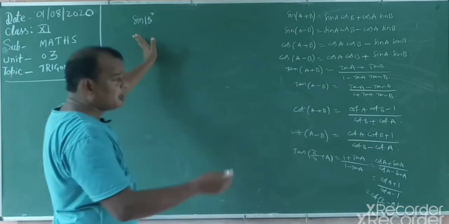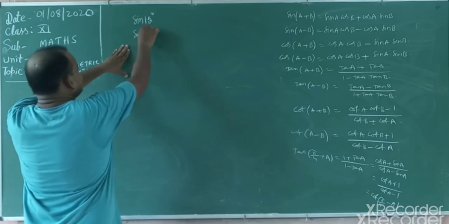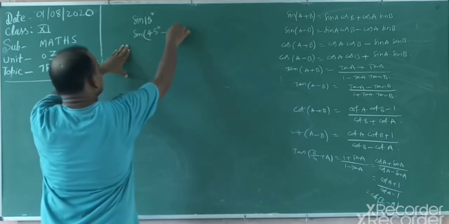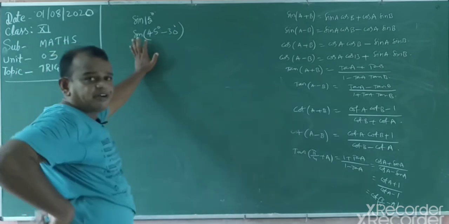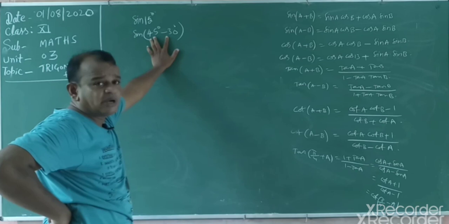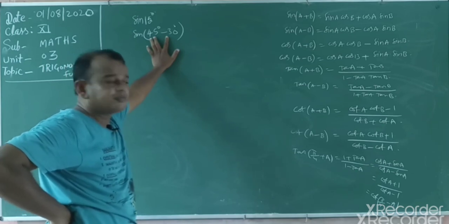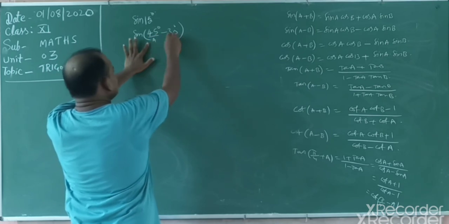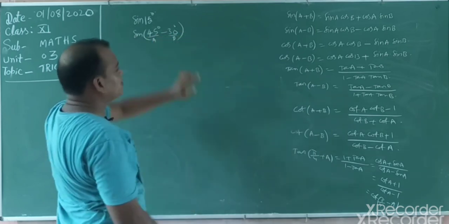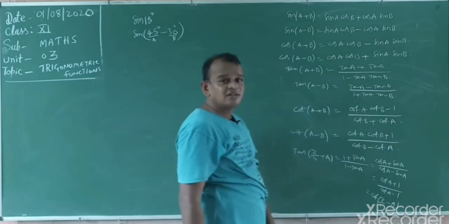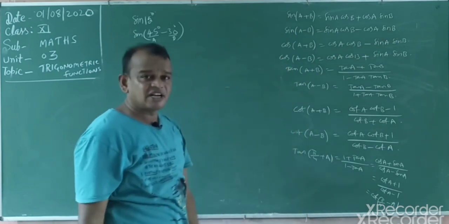Now write sin of 15 degrees as sin of (45 minus 30) degrees. Yes or no? Yes. The difference of two angles is called compound angles. Suppose this is A, this is B. What is the formula? Sin of A minus B formula. You know very well. Yes or no? Yes.